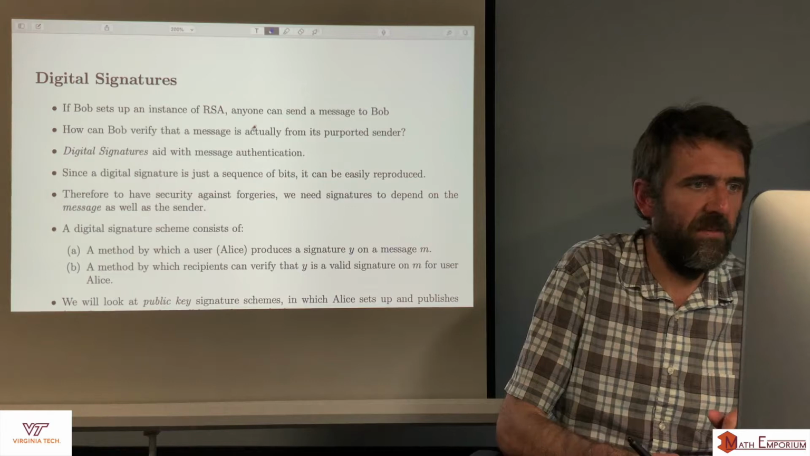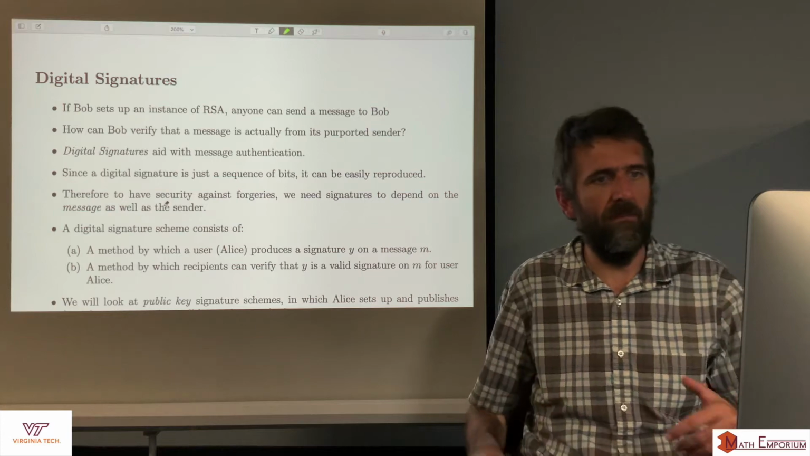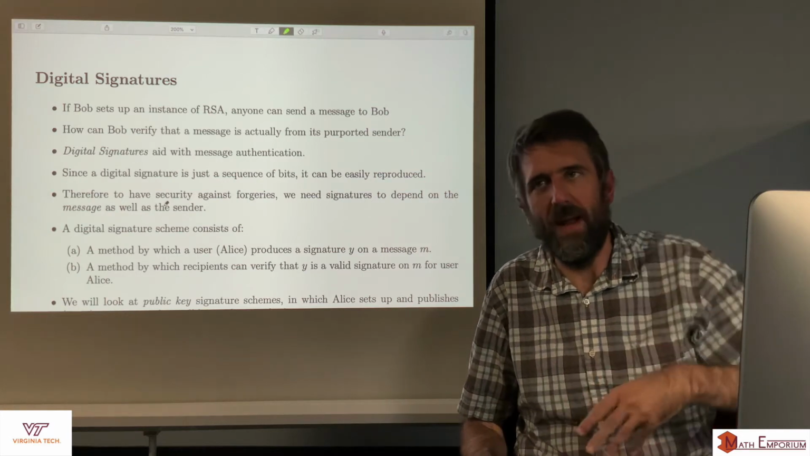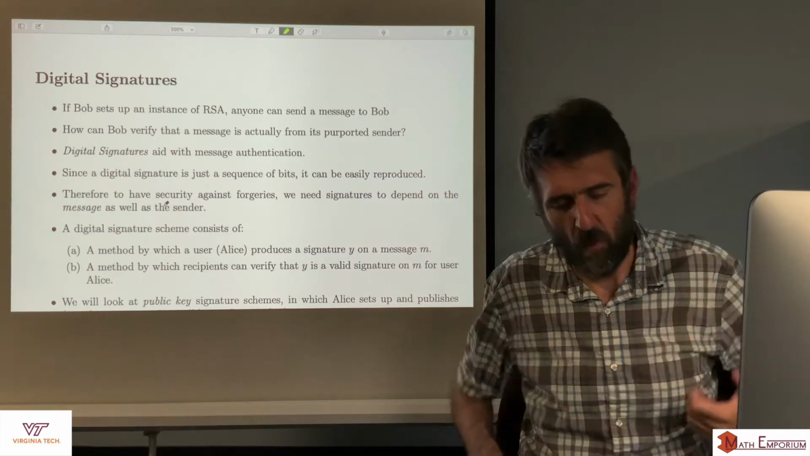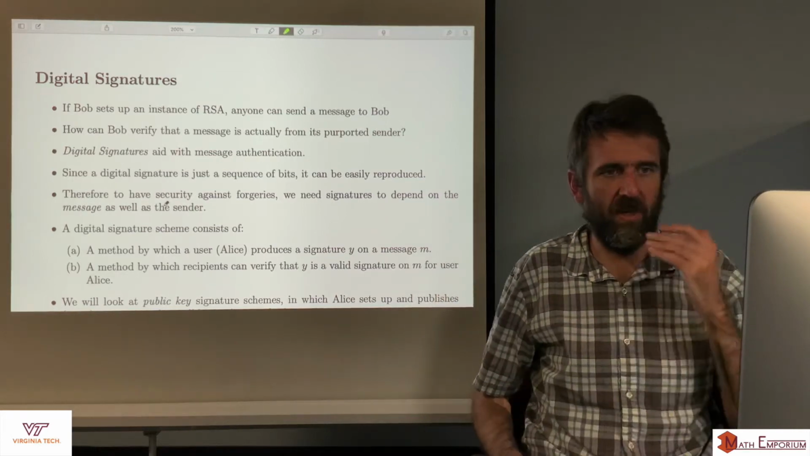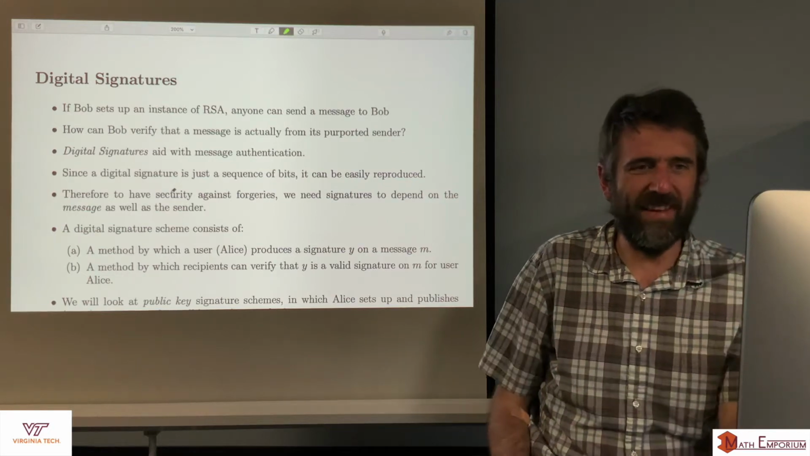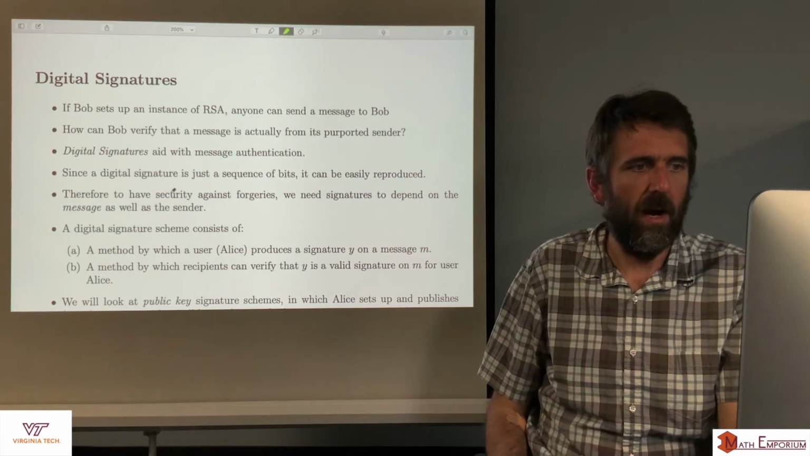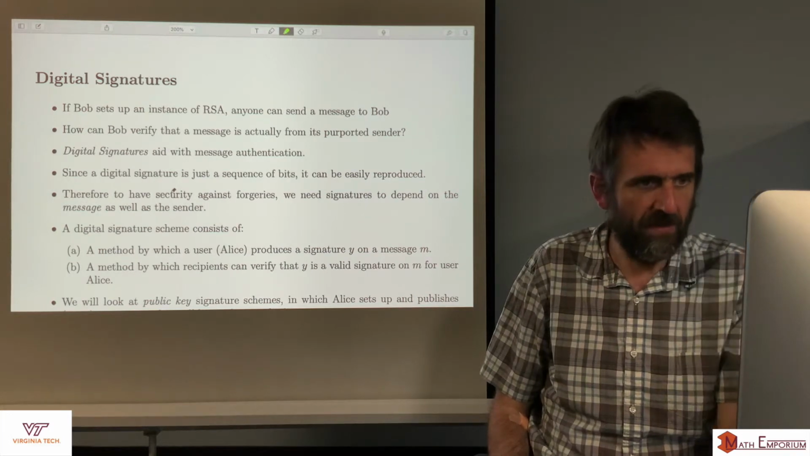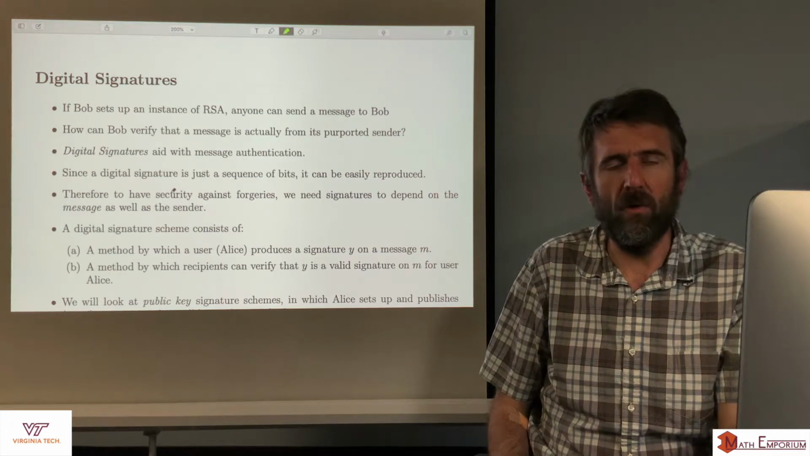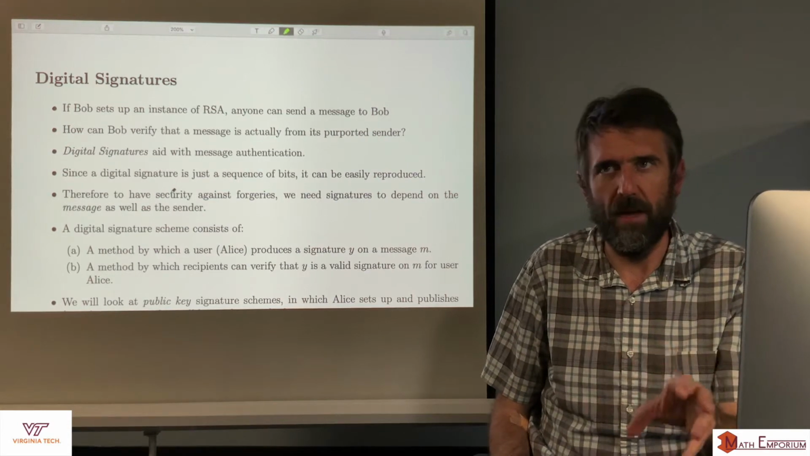All right, and so the idea is, digital signatures essentially are going to be some sequence of bits that we're going to append to a message that's going to somehow serve as authentication that the source of the message was actually the person who claimed to be sending the message. But of course, since the digital signature is just a sequence of bits, it can be easily reproduced. So the way around that is that to have security against forgeries, signatures are going to have to depend upon the message as well as the sender when we're doing a digital signature, right?